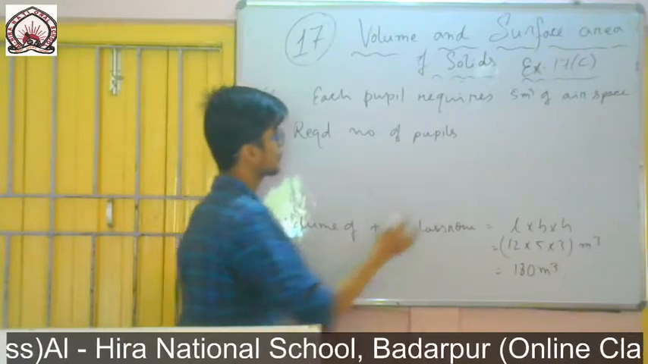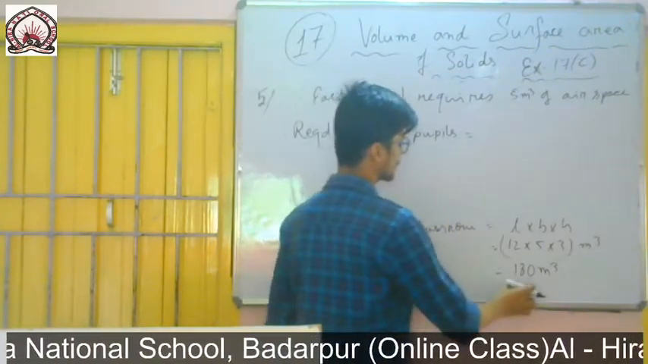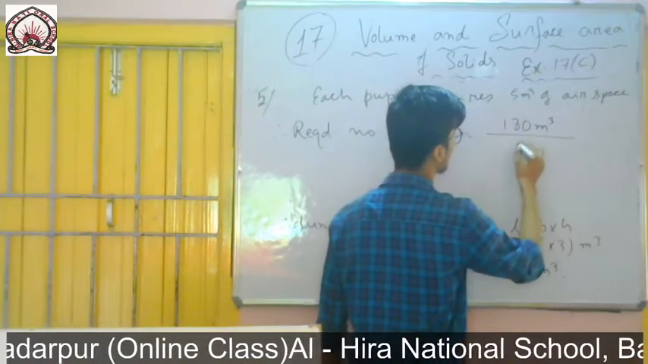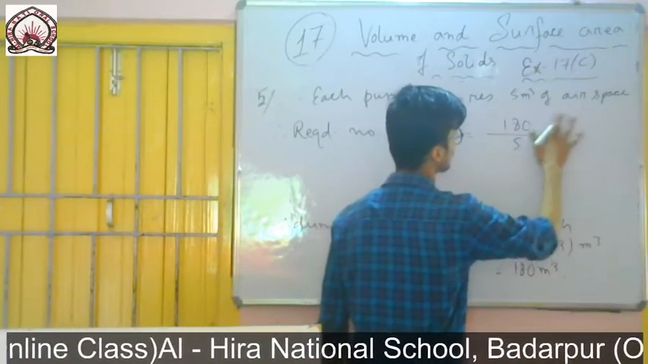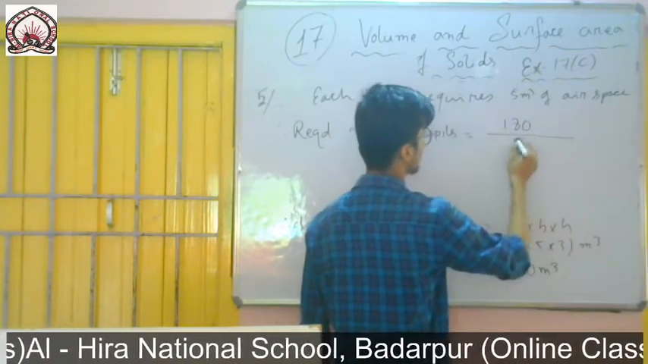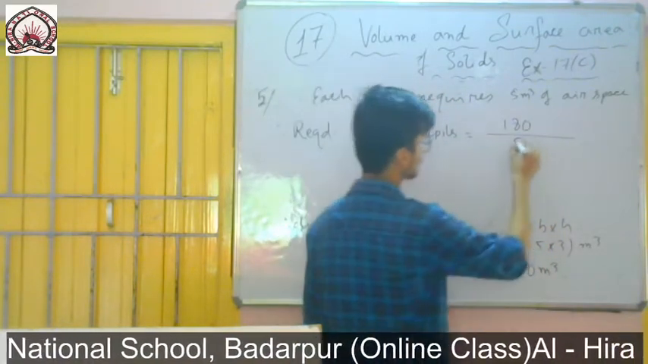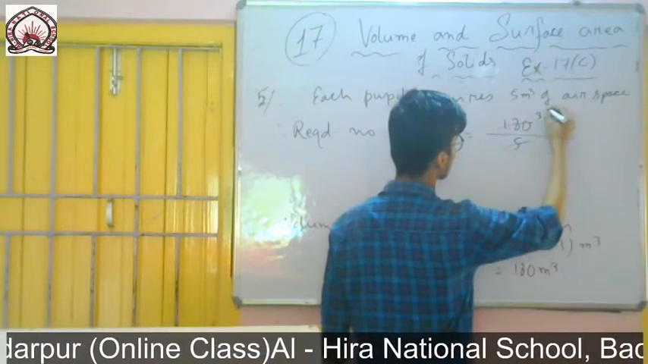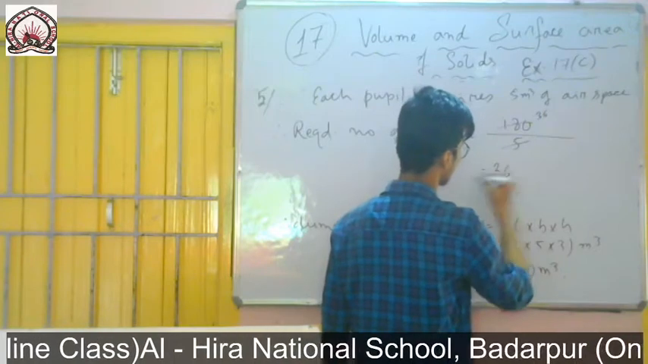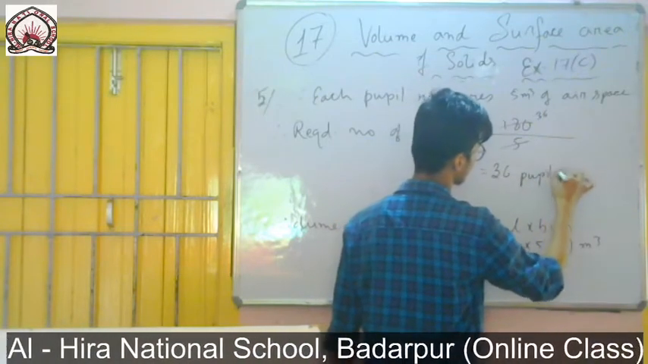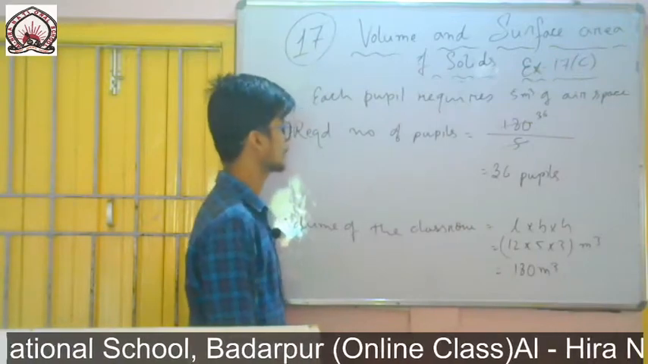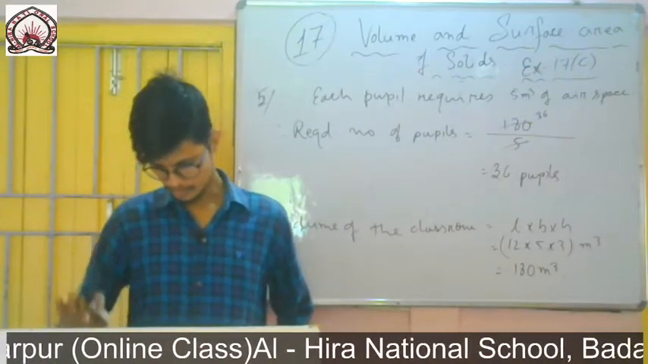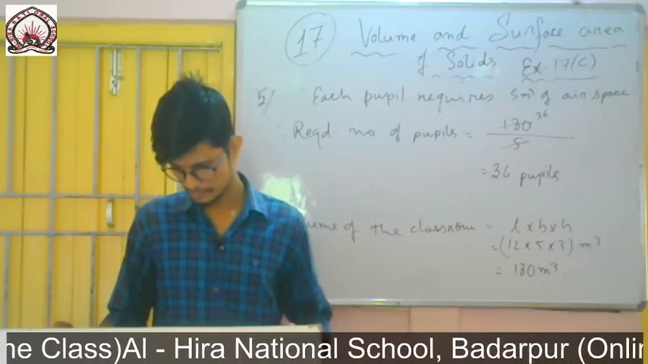So the required number of pupils will be the volume of the classroom divided by this one. So unity, this one will cancel one another. There are 5 left, and 36 pupils. Therefore, the required number of pupils will be 36 pupils. Okay. Now question number 6.